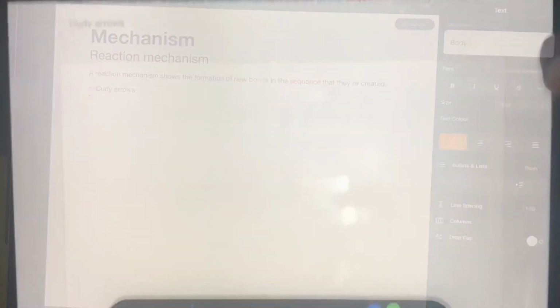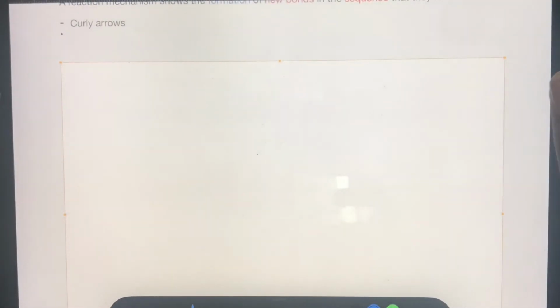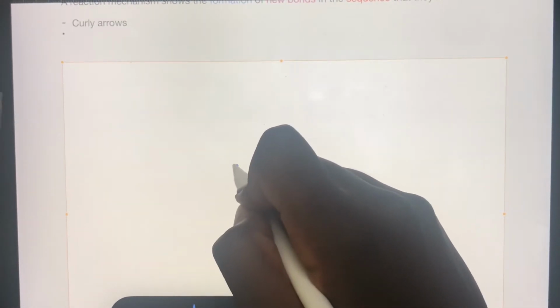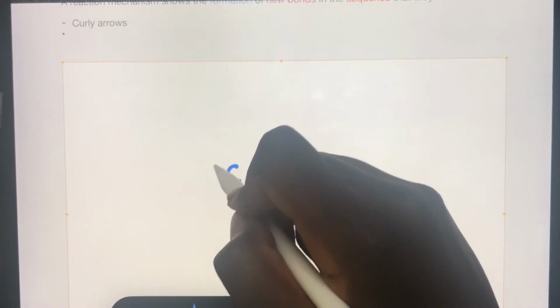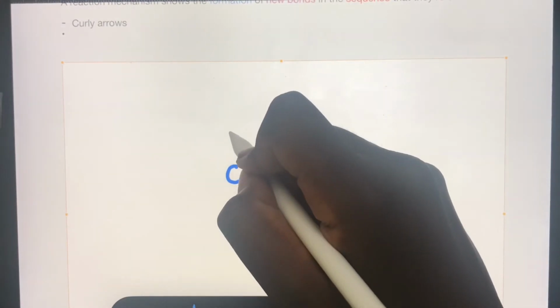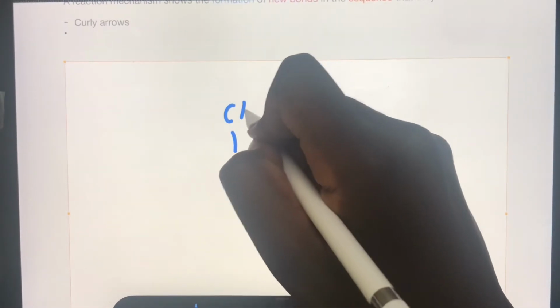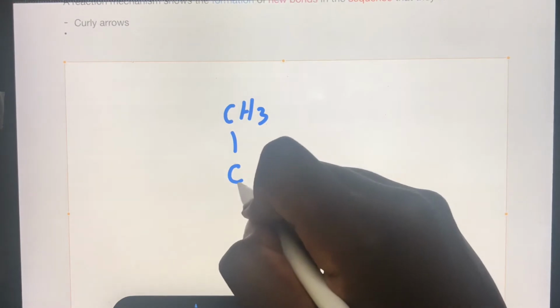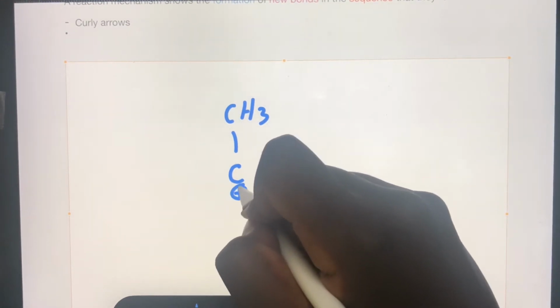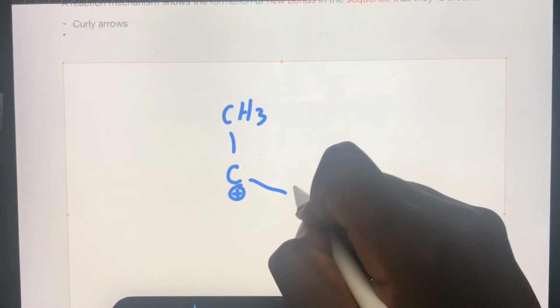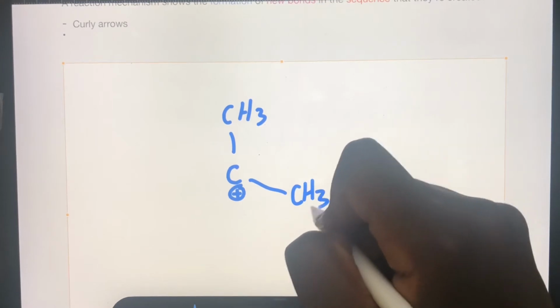So let's just draw an example. This is just for curly arrows. It could be anything, but I'm just going to pick this example. Let's do a nucleophilic addition reaction. I haven't really explained what nucleophiles are, but I'll probably do another video on that. So CH3 here, positive carbocation, CH3.